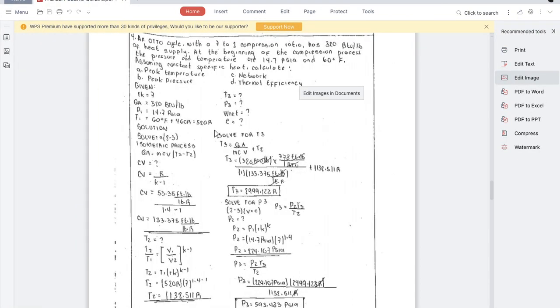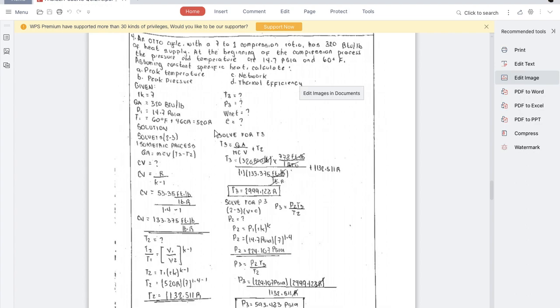The givens for this problem are rk equal to 7, QA equal to 320 BTU per pound, P1 equal to 14.7 psia, and T1 equal to 60 degrees Fahrenheit. The problem asks us to find T3, P3, Wnet, and e. So first, let's get T2.